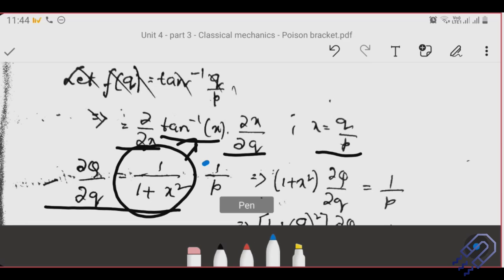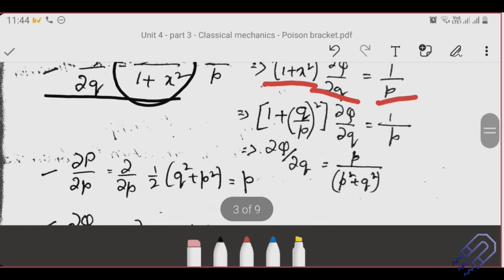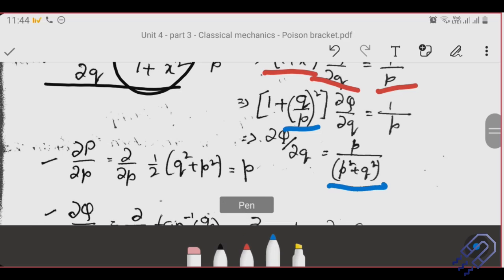And then this is del q of q by p, so that's just 1 by p. You can just put the values here, and then what you have is 1 plus x square. Just cross multiply that and get a form of the equation: del Q by del q is equal to 1 by p times 1 over 1 plus x square. Then replace this x by q by p. Obviously we cannot keep x there, that was not the original form. So it is q by p whole square, times 1 by p. You can simplify this and find out what is del Q by del q.